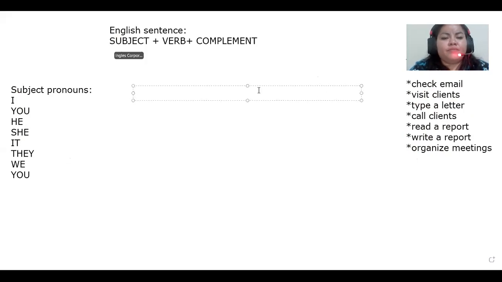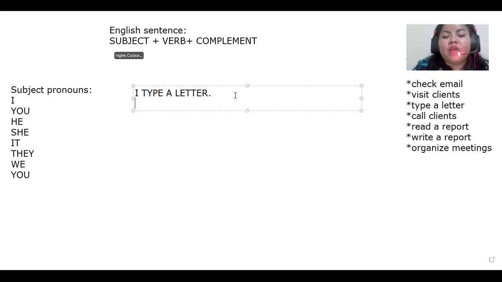I'm going to be easy. I, and then I need a verb. What is one verb in the vocabulary that I can use? Only the verb. Type, very good. I type. Subject, verb. What is the complement? A letter, very good. I type a letter. Subject, verb, and complement.